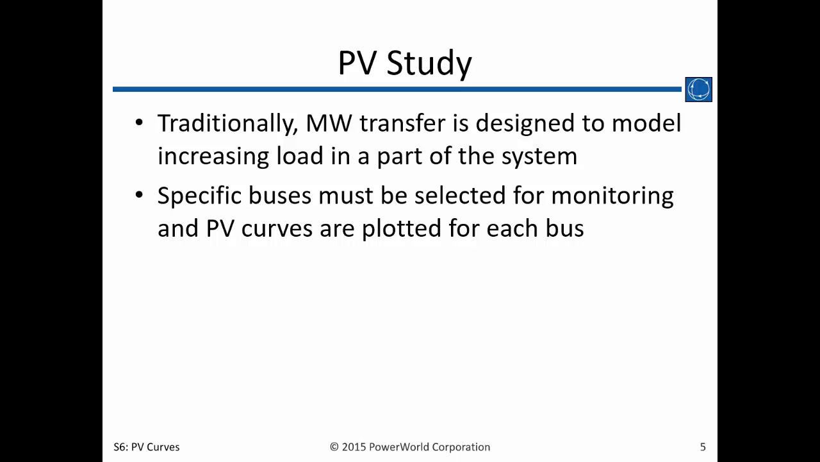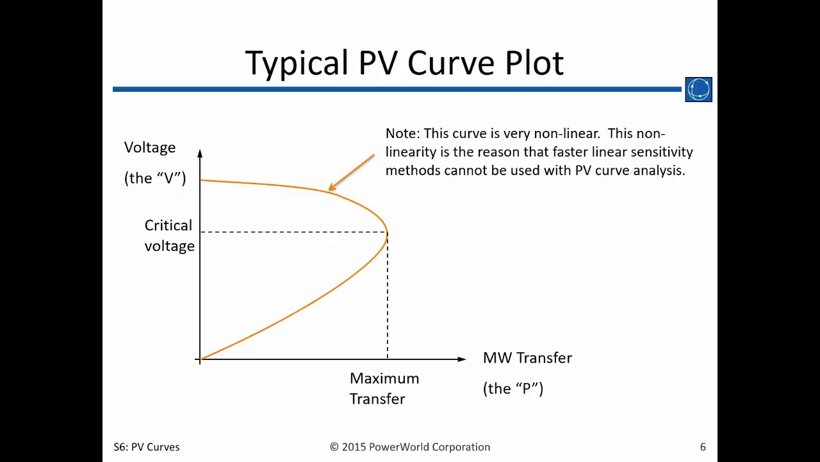Traditionally, a megawatt transfer is designed to model increasing load in part of the system. Specific buses have to be selected for monitoring, and PV curves are plotted for each bus. Oftentimes when you do a PV study, you've already got an idea of what buses might be an issue or that you're interested in looking at for a particular transfer. You would select those buses to monitor during the PV study, and then you would run a PV analysis and be able to plot the curves for those monitored buses when you're done.